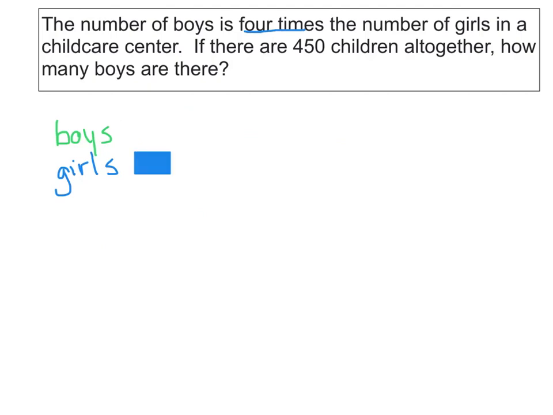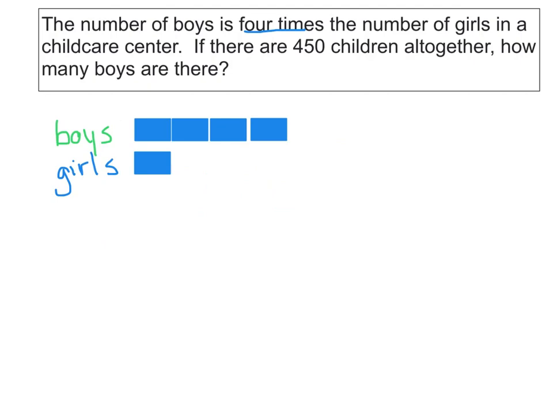So I gave the girls the box, and I know that the boys are 4 times this amount, so I will need to duplicate that box. So that's 1 times as many, 2 times as many, 3 times as many, and 4 times as many, and I seem to have an extra box here, or several extra boxes that I'll need to get rid of. So my drawing now shows the relationship between the boys and the girls at the child care.